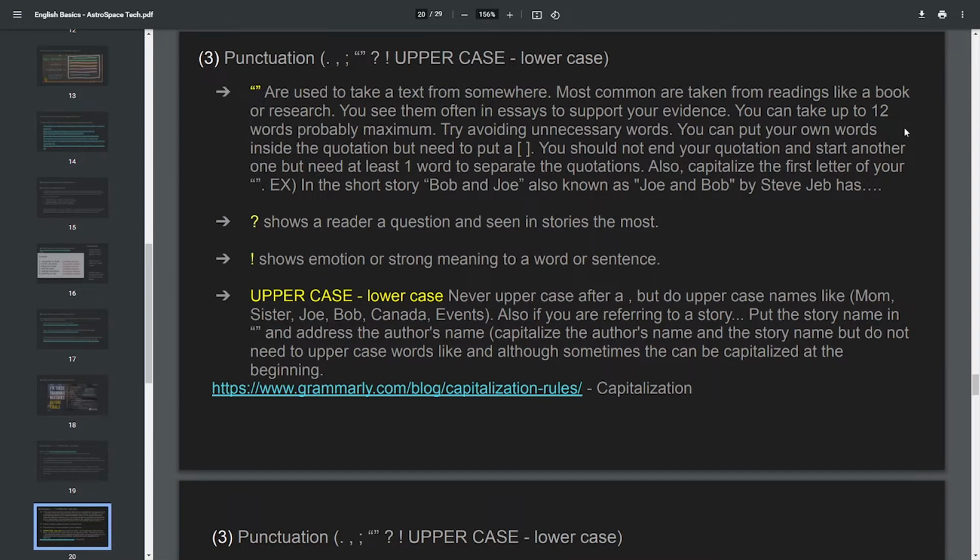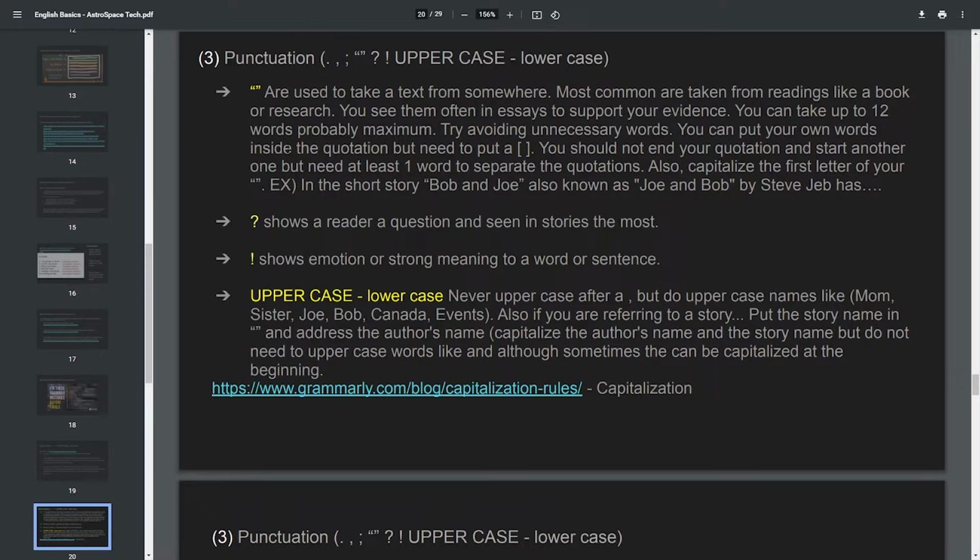So the next thing is quotations. They are used to take text from somewhere. Most commonly they are taken from readings like a book or research. You see them often in essays to support your evidence. You can take up to 12 words. That's probably the maximum. Try avoiding unnecessary words. You can put your own words inside the quotation, but you need to put them in square brackets. You should not end your quotation and start another one, but need at least one word to separate the quotations. Also, capitalize the first letter of your quotation.